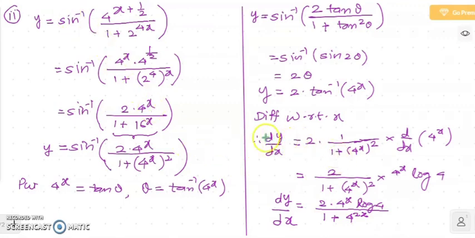You can practice similar examples from question number 9 in exercise 1.2. Some arrangements are required and some trigonometric formulae will be helpful there. So practice those examples at home. This is going to be the end of this session, and in the next session we shall see question number 10 in exercise 1.2. Thank you.